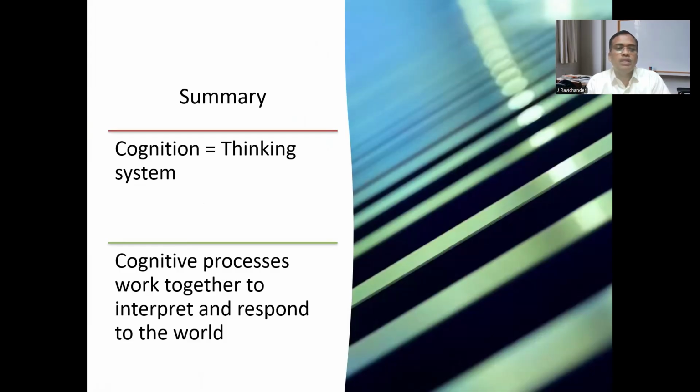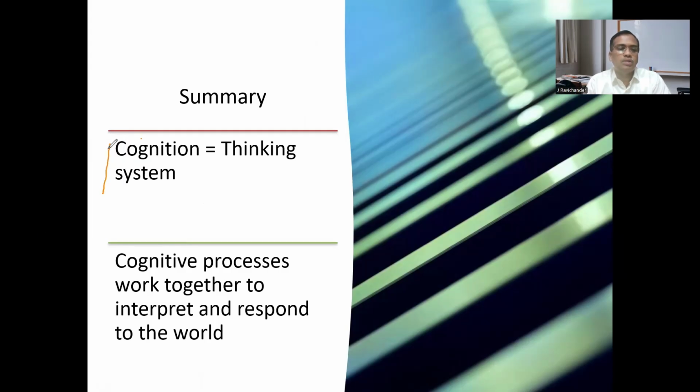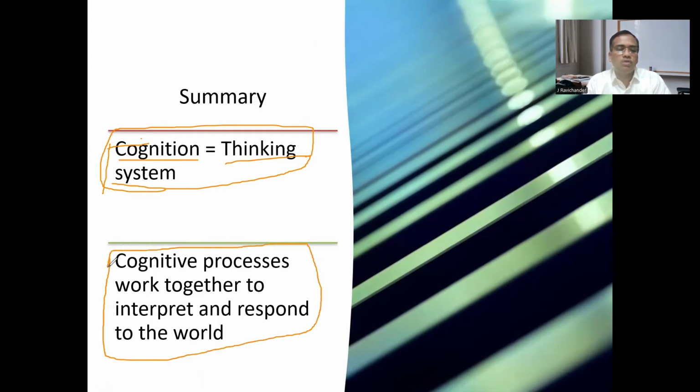So finally, cognition means it is a thinking system. Cognition is equal to thinking system. So this is what cognition means. Cognitive processes work together to interpret and respond to the world.